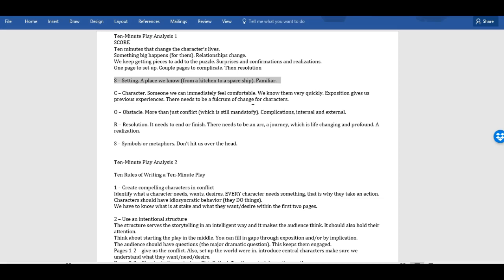Now, it doesn't mean that you have to rely on design or a whole lot of money spent on a set to make this place recognizable. As a matter of fact, it shouldn't. If you're submitting this play for a competition, or for a student festival, as most of you are probably listening to this for, there's not a lot of money for these things. 10-minute plays are popular because they're cheap.